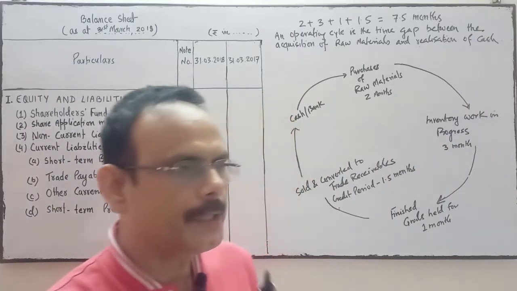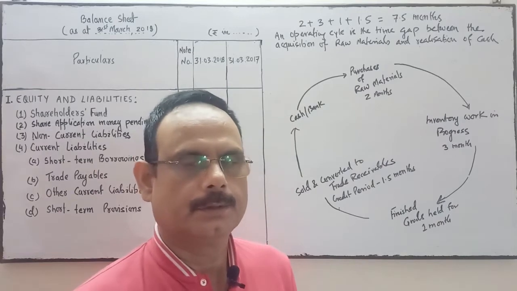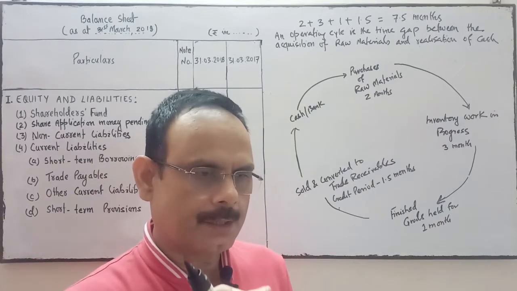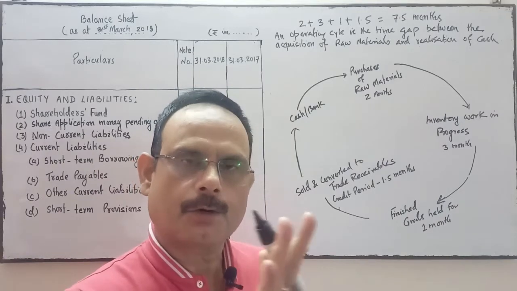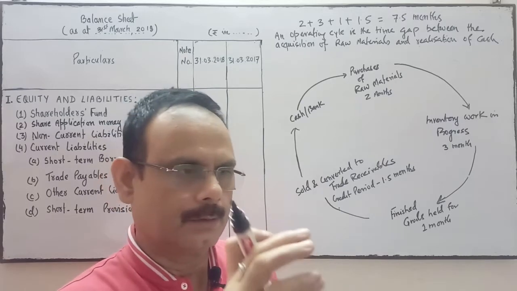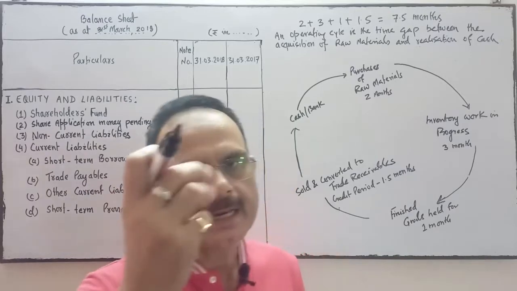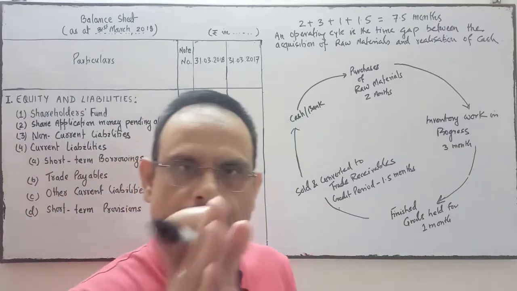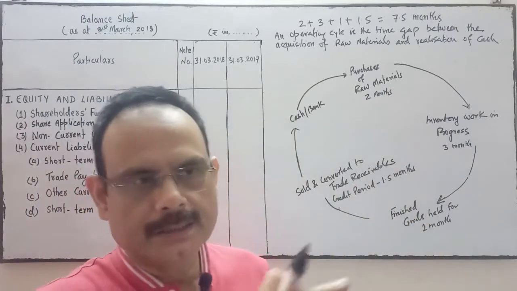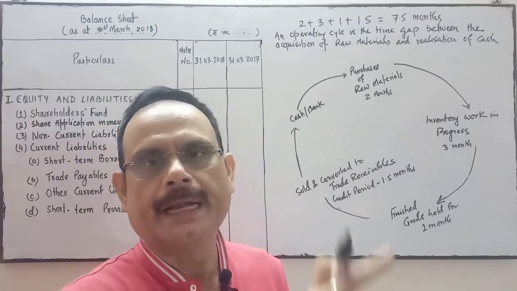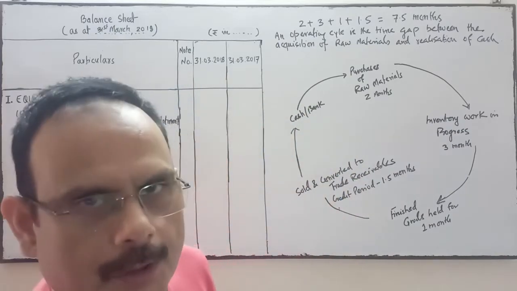So the question is, what is the operating cycle? Operating cycle means when the company purchases the raw material, at that time the company pays the cash, and when that cash is realized by the company through sale of goods or services, this period is called the operating cycle.